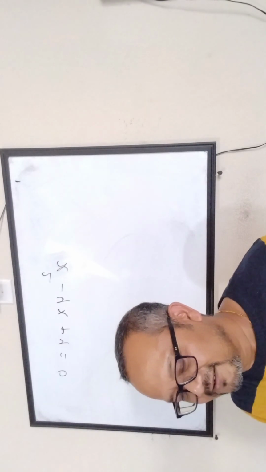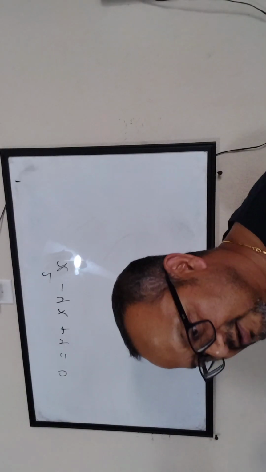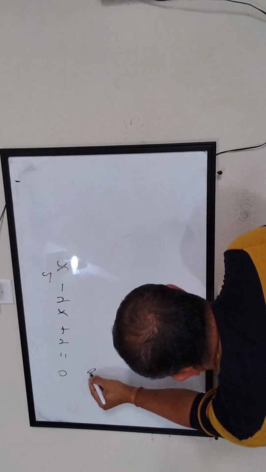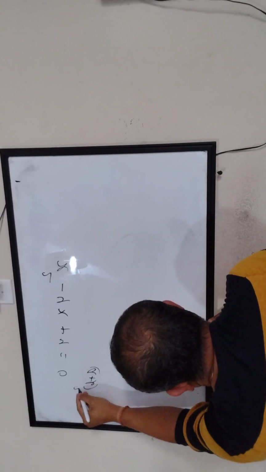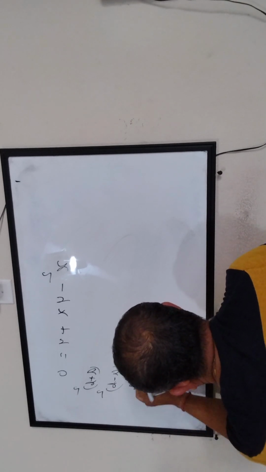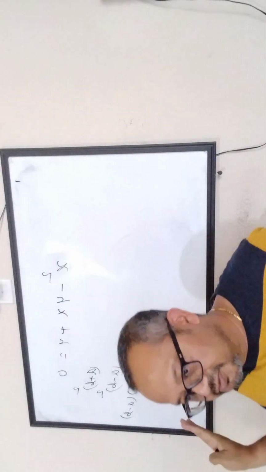Sir, the quadratic formula. Okay, and then a plus b whole square. Okay, and then a plus b equal to a times b. So these are the generic formulas that we all know.